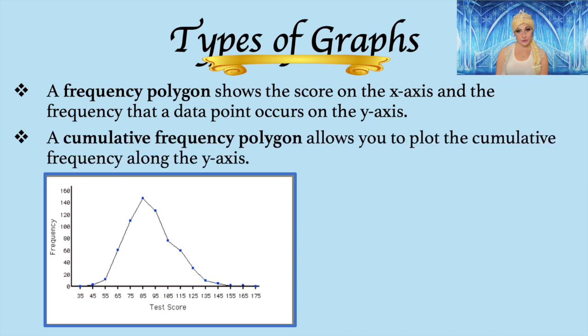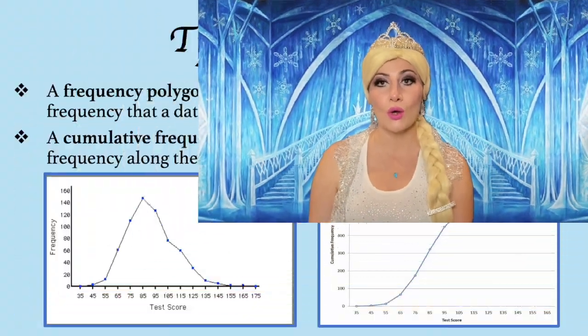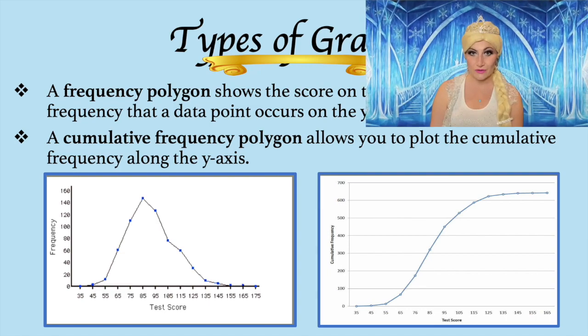Similarly, we have the cumulative frequency polygon, which allows you to plot the cumulative frequency instead of regular frequency along the y-axis. And if you remember, when you calculate cumulative frequency, you always reach 100%, which is why the graph or the polygon for cumulative frequency will always go up and it will never come down.